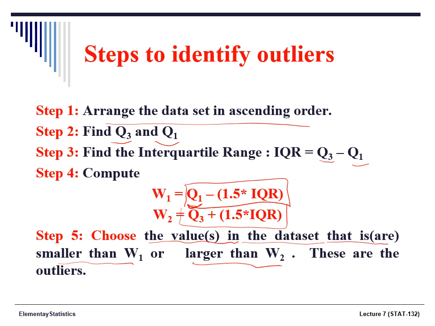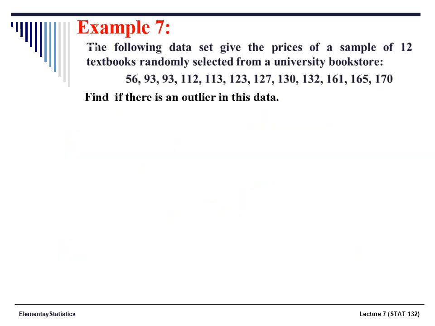These are the outliers. And also it is possible to not have outliers. You don't have to have an outlier in a data set. Sometimes when you apply the criteria, you don't get any outlier. It is possible. Now let's look at this example.